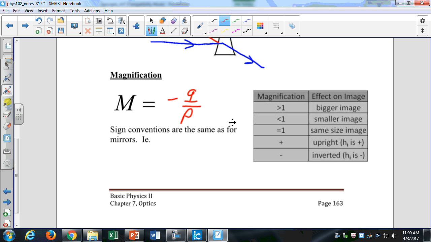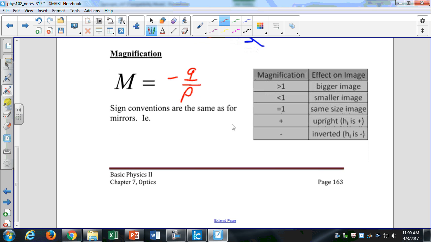If I have a magnification that's bigger than 1, the image is bigger than the object. If it's less than 1, it's smaller than the object. If it's equal to 1, it's the same size. If it's positive, it's upright. If it's negative, it's inverted. I think I probably got this right. Y'all okay with this? All right, good. It's exactly the same as it was for mirrors.